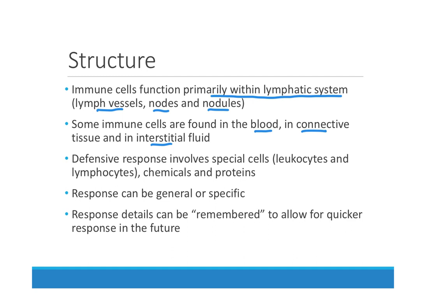The defensive responses your immune system enacts involve these special cells. They're called either leukocytes, which are your white blood cells like neutrophils, or lymphocytes, which are also blood cells, but they have been matured in a special way to produce a more specific response, and we'll get into that in a minute, along with various chemicals and proteins that act to destroy these pathogens.